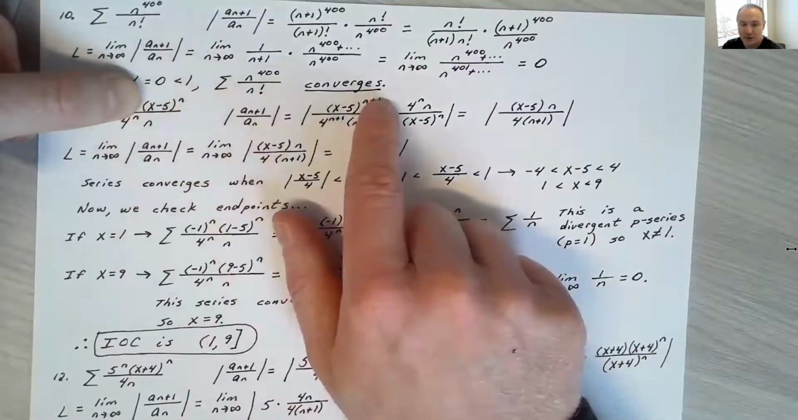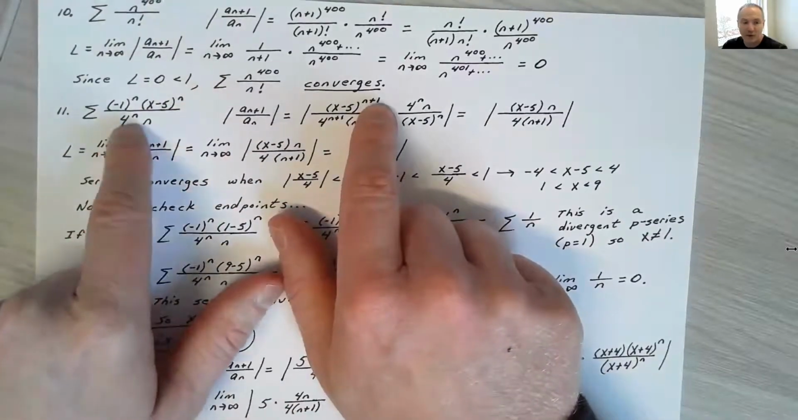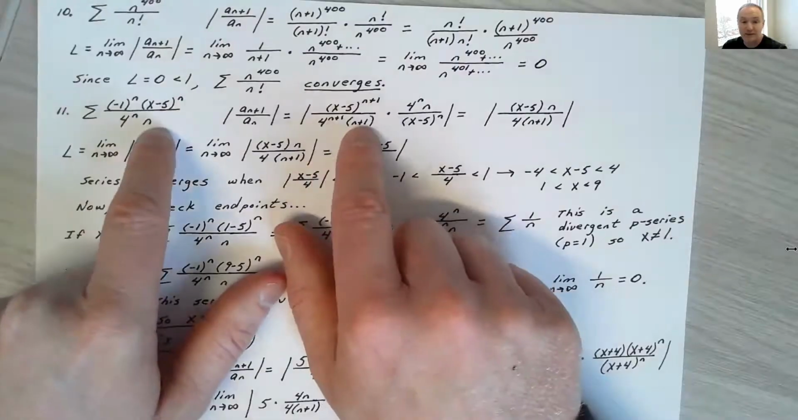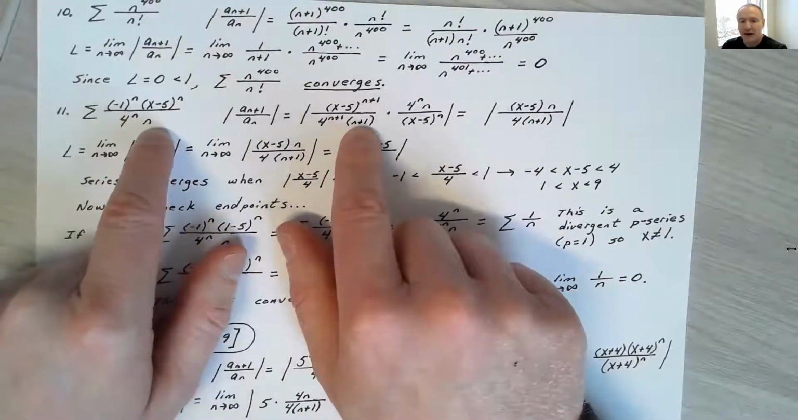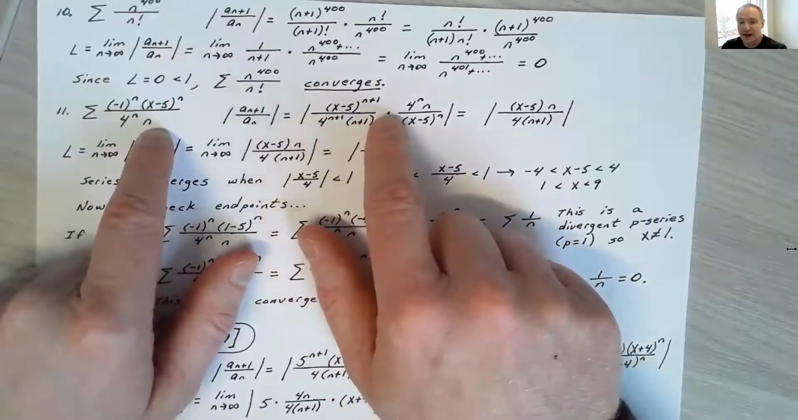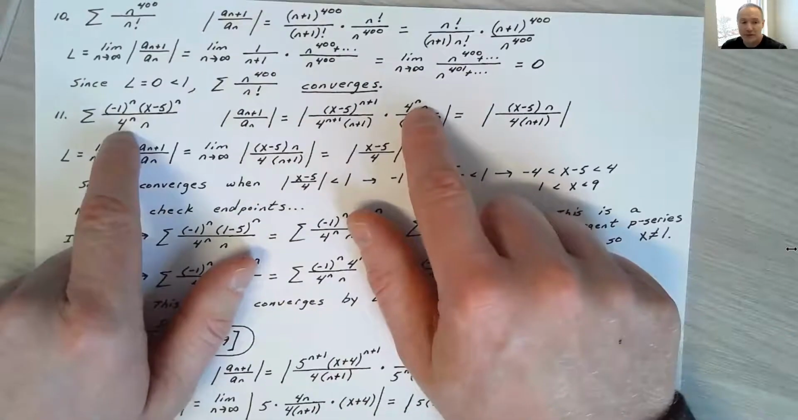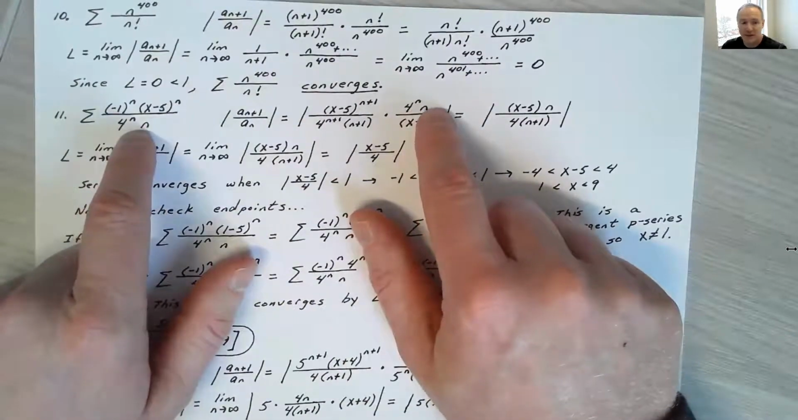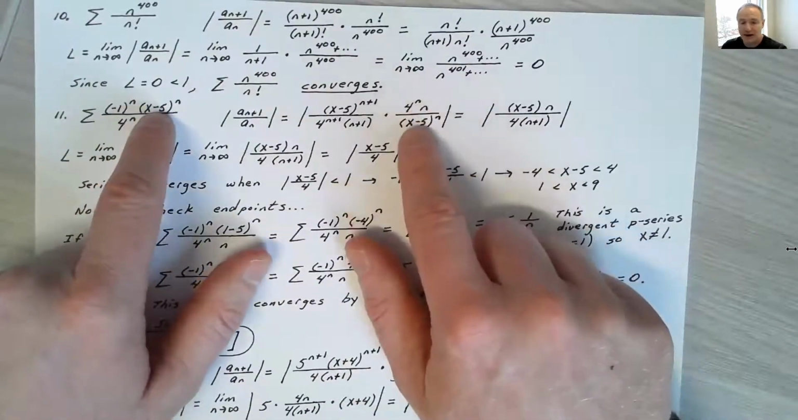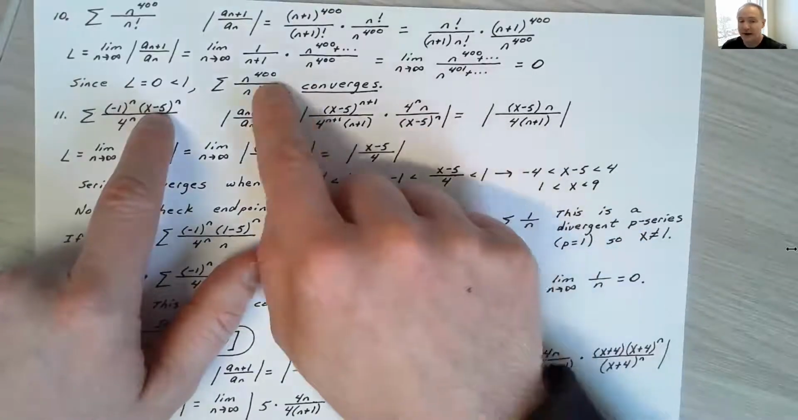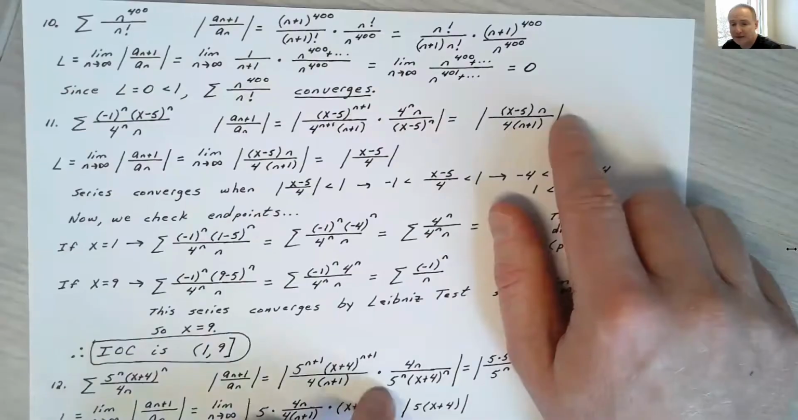So I skipped over that term and I said, okay, first term is going to be x minus 5 to the n plus 1 divided by 4 to the n plus 1 times n plus 1. Now, you take that a sub n plus 1, divide it by a sub n. I choose to multiply it by the reciprocal of a sub n. So I get 4 to the n times n in the numerator and an x minus 5 to the n in the denominator.